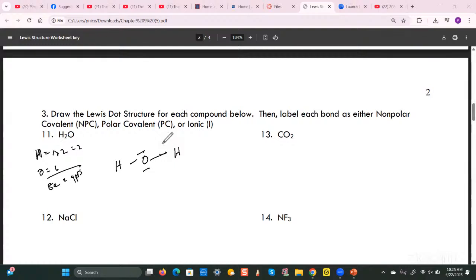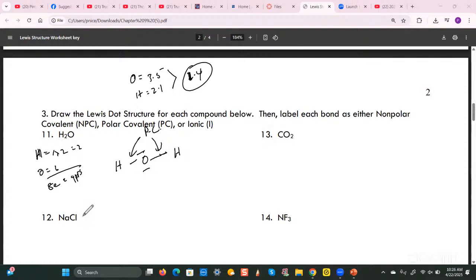So of course, we have to go to the table and look up the values for oxygen. Can somebody tell me what that is? 3.5, and hydrogen is 2.1. Yes, sir. So the difference between those two would be 1.4, right? So where does that put that type of bond? It would be polar covalent. So therefore, these bonds would be polar covalent, right?